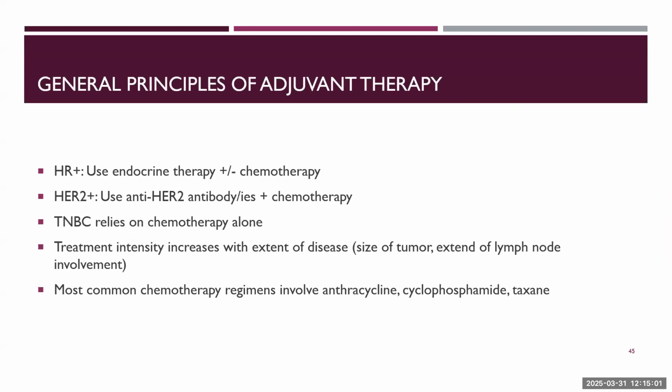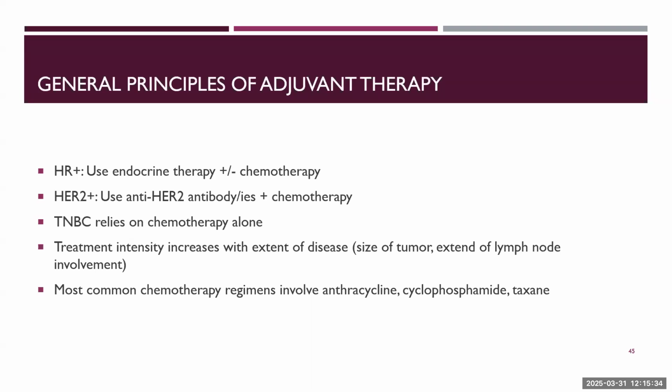So, general principles of adjuvant therapy, just to tie it all up. If they are hormone receptor, or HR, positive, these patients should be receiving endocrine therapy plus or minus chemotherapy based on their tumor size and nodal involvement. If they are HER2 positive, we should be using our anti-HER2 antibody or antibodies, depending again on that tumor size and nodal involvement, with chemotherapy. For triple negative breast cancer patients, we only have chemotherapy by itself.